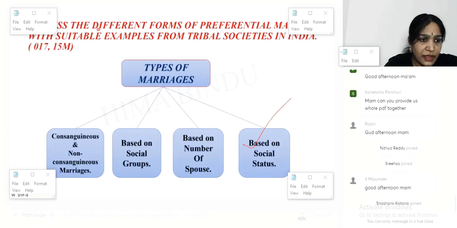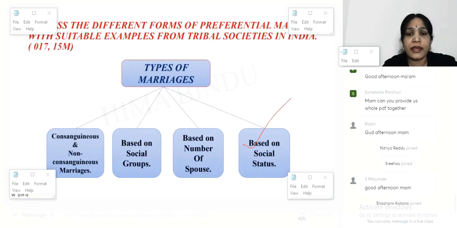There is one more question I have given here. Look at this question, all of you. Discuss the different forms of preferential marriage with suitable examples from tribal societies in India. Discuss the different forms of preferential marriages.